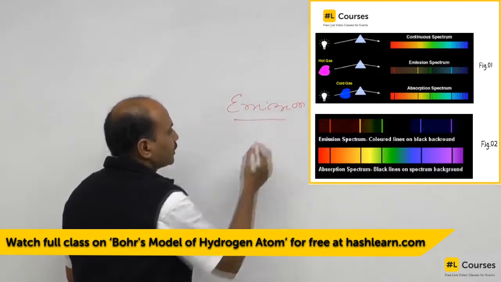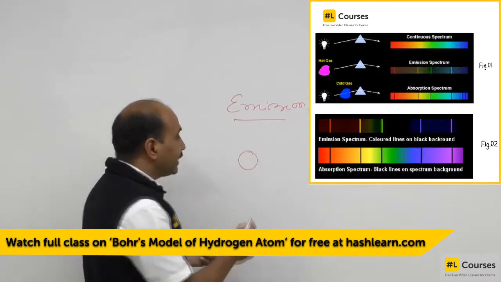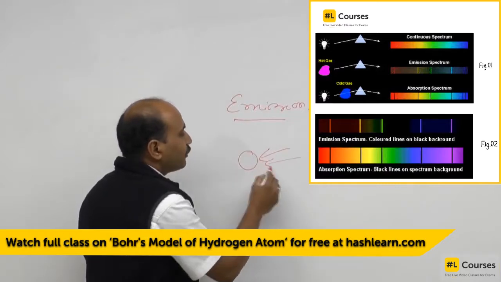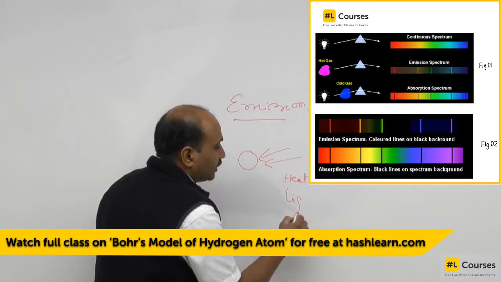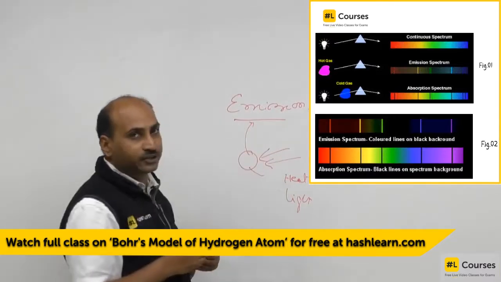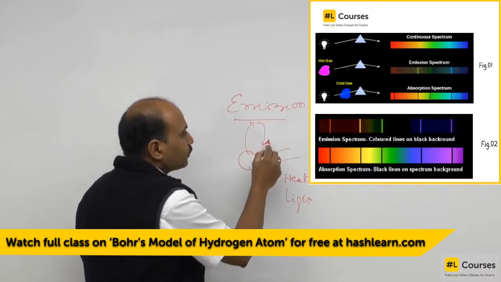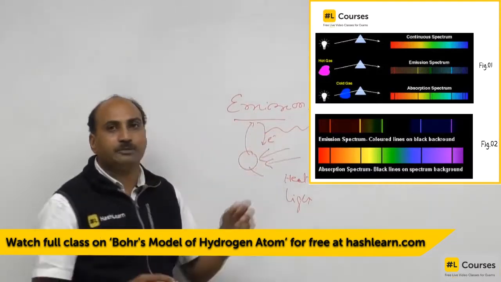In order to get an emission spectra, you have to take a molecule or an atom or an element, and irradiate it with heat or light energy. Then it absorbs the energy and gets excited into a higher energy state, and when the electron comes down to a lower energy state, it gives out light. That is called the emission spectra.